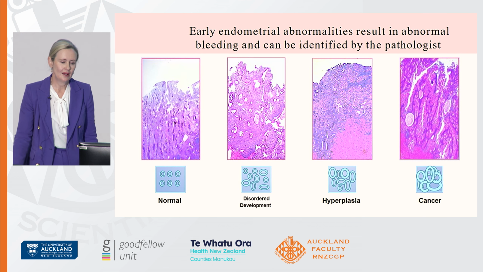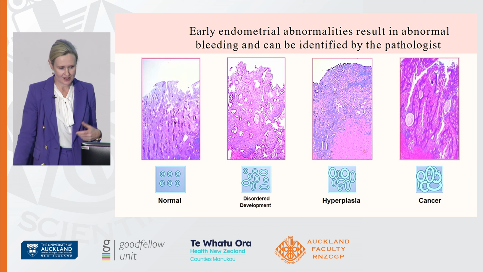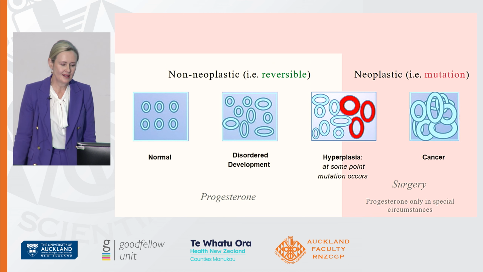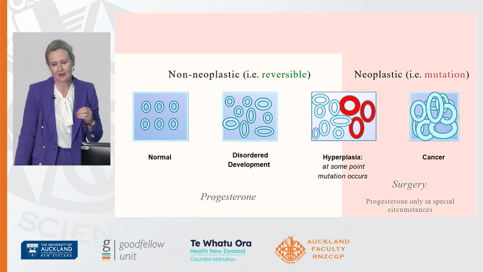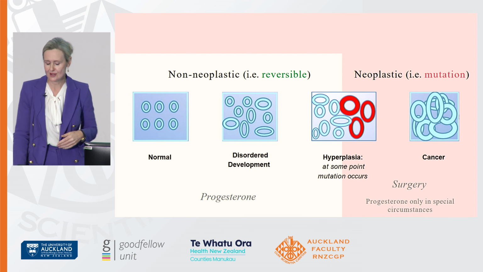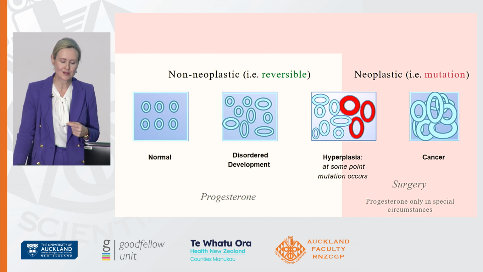So early endometrial abnormalities such as disordered development can manifest as abnormal bleeding. So it's really important that abnormal bleeding is taken seriously and that we have a low threshold to sample endometriums. And the early changes are very reversible with progesterone. There's also a lot of management of later endometrial changes and early endometrial cancers with progesterone as well, some of which has been quite successful.